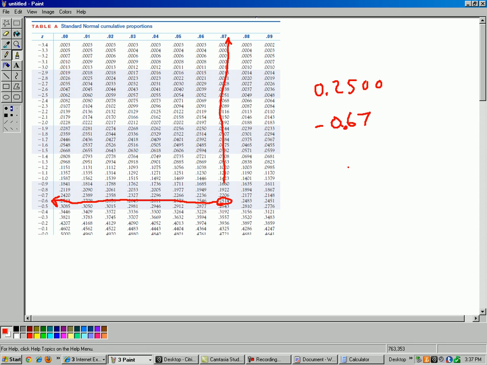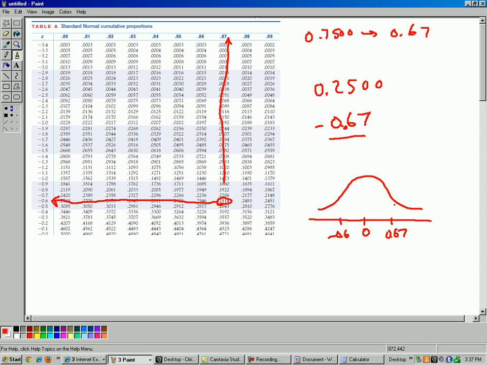Oh, what an interesting coincidence. For 75%, our z-score was positive 0.67. For 25%, it was negative 0.67. Not surprising, if you look at that normal curve, it's symmetric. So a z of 0 is in the middle there. 0.67, negative 0.67 gives you 25% that direction and 25% that direction.